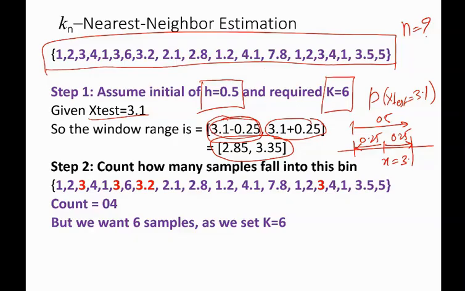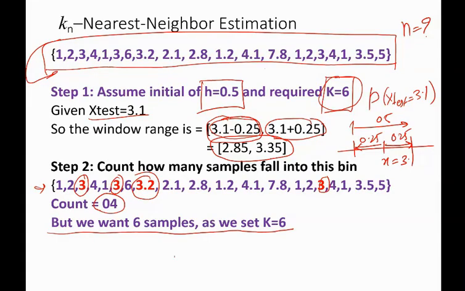Now in this range, you start counting how many samples from this list fall. Okay, so I'm repeating that here. So this 3 here, I think 3.2, and one more 3 is here. Okay, so there are 4 samples, but I want k equal to 6. So this is not sufficient window size for me. So I need to now increase. So we will increase window size.